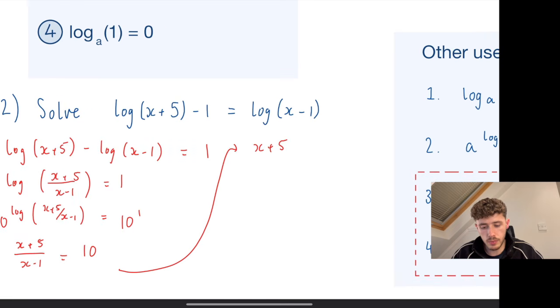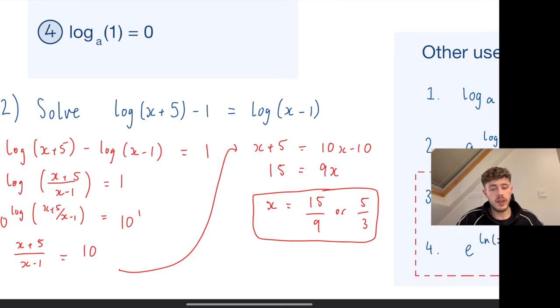So we're going to have x plus 5 equals 10x minus 10, if we multiply that by x minus 1 and bring the fraction up. We can then bring the x onto the right hand side, so they subtract to make 9x, and on the left hand side we have a 15, which leaves us with x equals 15 over 9, or 5 over 3, and that is our final answer there.